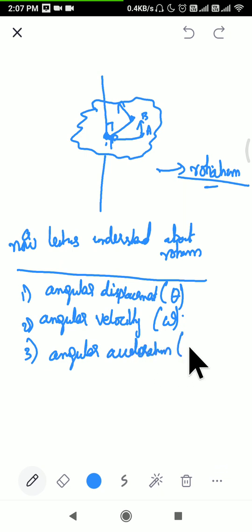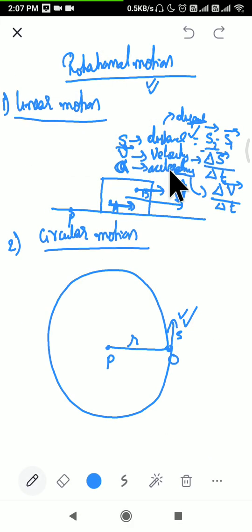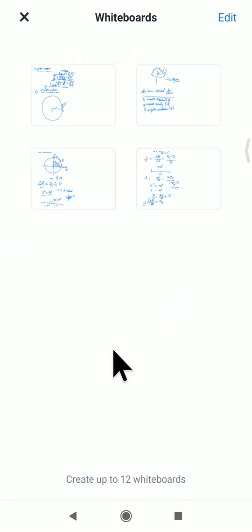It is represented with letter alpha. Okay. So what is the definition of linear acceleration? Linear acceleration is defined as rate of change of velocity. Okay, rate of change of velocity. That means change in velocity with respect to time is nothing but rate of change of velocity, which is nothing but acceleration.